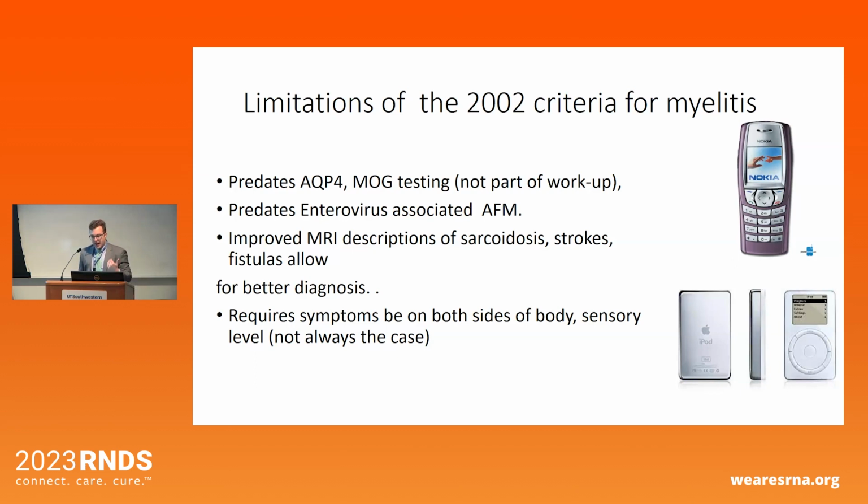I also want to emphasize that the 2002 criteria really said you have to have symptoms. They said they don't have to be symmetric, but you should have symptoms on both sides of the body. And we now recognize that that's not the case. There are people that come to us with a single limb involved, and they can still have a spinal cord inflammatory event. So these are just some of the several limitations to that criteria. But it's still the standard. So this is part of the reason why so many people with a myelitis event have trouble getting the diagnosis right the first time.